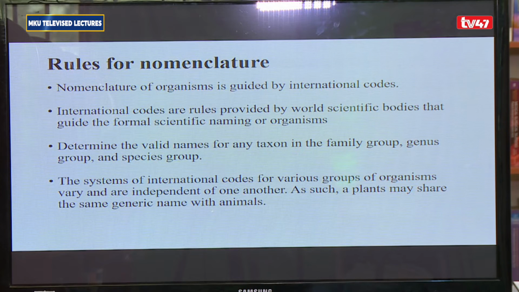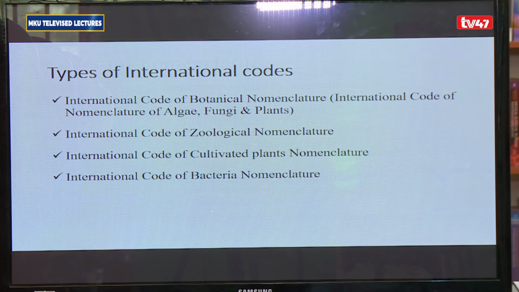So we end up having currently four existing international codes. So I've got an international code that guides the naming of plants. That one gives us the International Code of Botanical Nomenclature. Now, lately, around 2007, this particular code was modified to also accommodate the naming of the algae and the fungi. So now you also find it being referred to as the International Code of Nomenclature of Algae, Fungi, and Plants. It guides the naming of the plants, the algae, and the fungi. And then you have the International Code of Zoological Nomenclature, which guides the naming of animals.